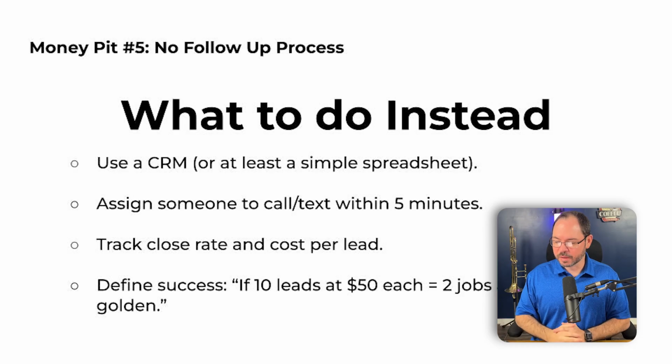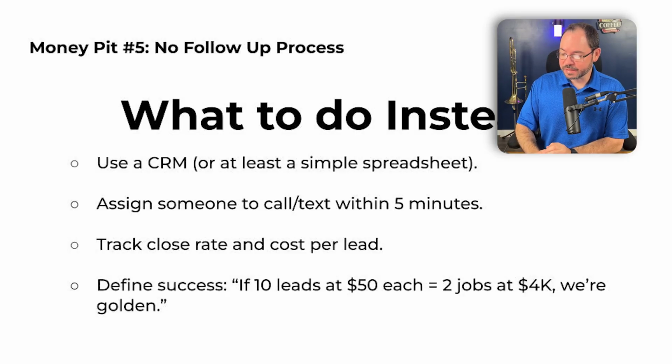And then track close rate and cost per lead, right? And cost per acquisition. What does it cost to actually get a customer? So you can figure out a way to reduce that. In the business industry, if you don't know, they call it CAC. And you always want to reduce your CAC as much as possible and increase your profitability per job or per customer. That's the goal, right? That's how you're going to win a lot of times in business.